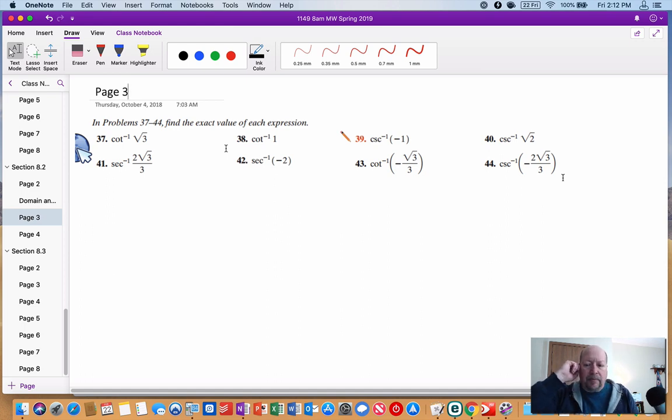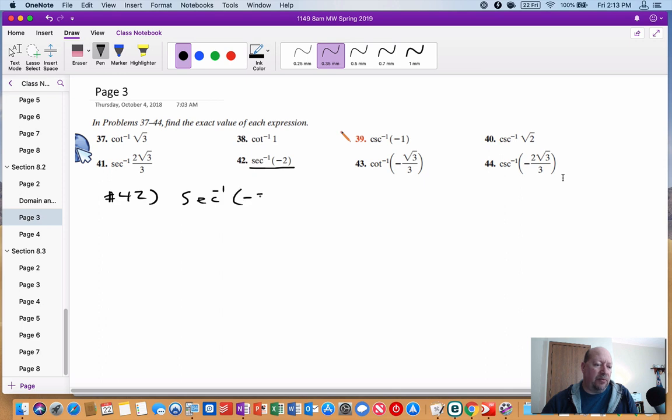All right, we're going to take a look here at number 42 first, and it says find the exact value of each expression. Find the inverse cosecant of negative 2. Well, like I told you, what we're going to actually do is change this problem into something that is equivalent by switching the inverse cosecant to its reciprocal, which would be the inverse sine.